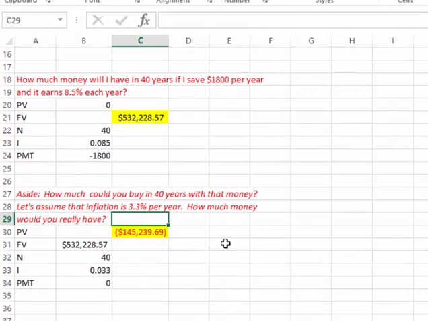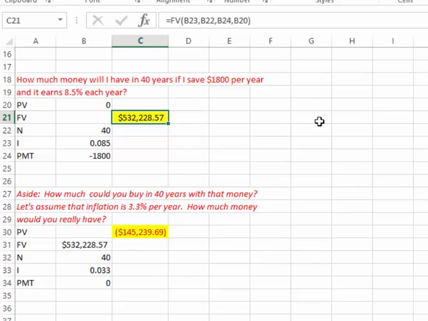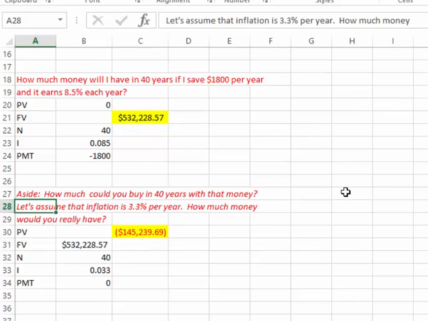As an aside, let's just real quickly look at this other calculation here as a precursor to the next video. I'm going to ask a question here. How much could you buy in 40 years with that money we just calculated? So in 40 years, if I save $1,800 per year, I'm going to end up with $532,000. How much can I buy with that $500,000? What's the purchasing power going to be? Let's assume that inflation is going to be 3.3% per year for the next 40 years. So how much money will I really have?